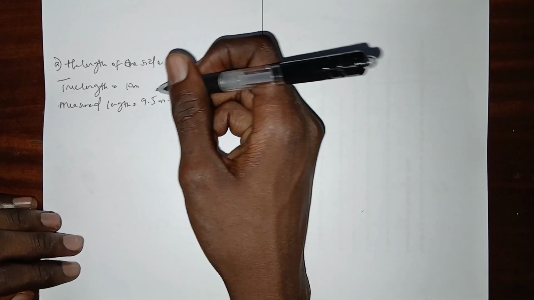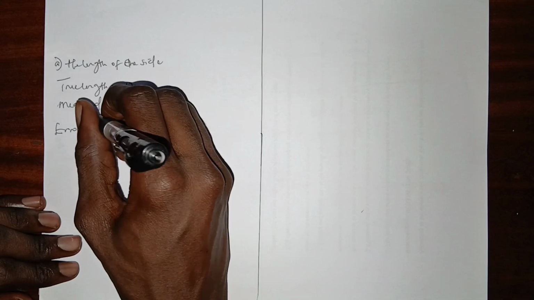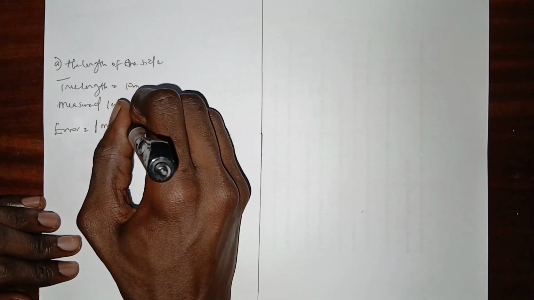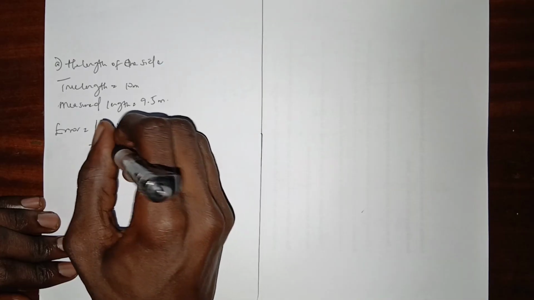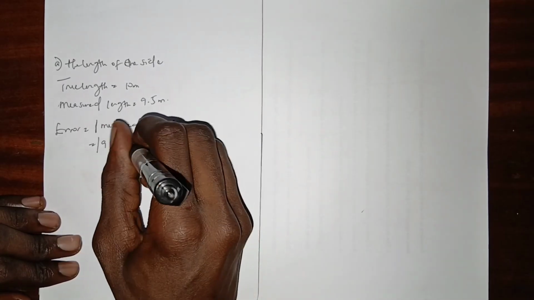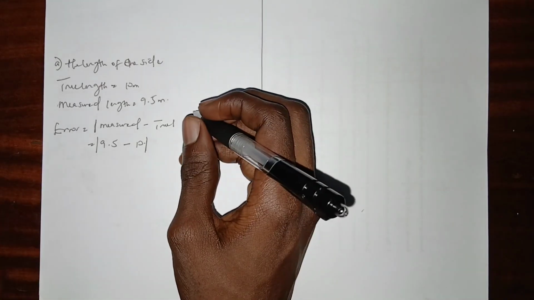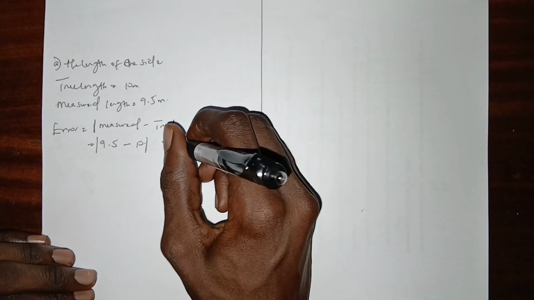The error in length, as established in our previous video, is the absolute value of the measured minus the true value. So our measured is 9.5 minus 10. Whatever your answer is has to be made absolute, that is positive. So our answer here is going to be 0.5 meter.